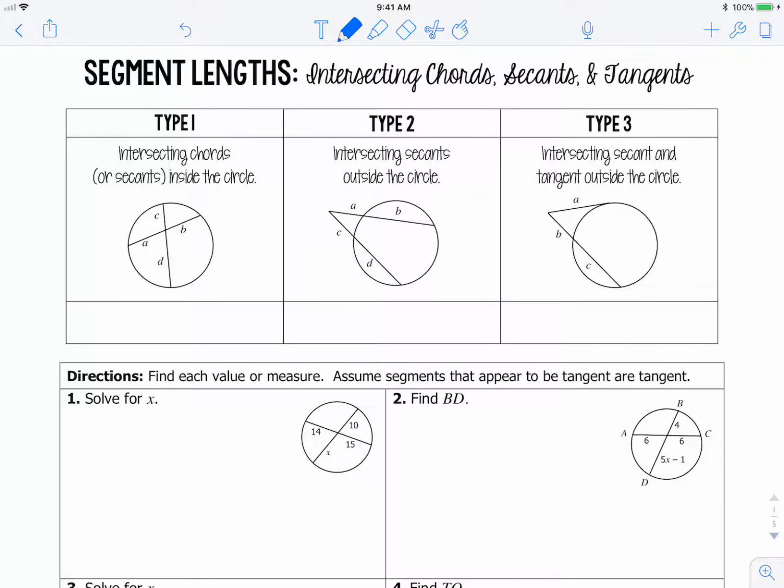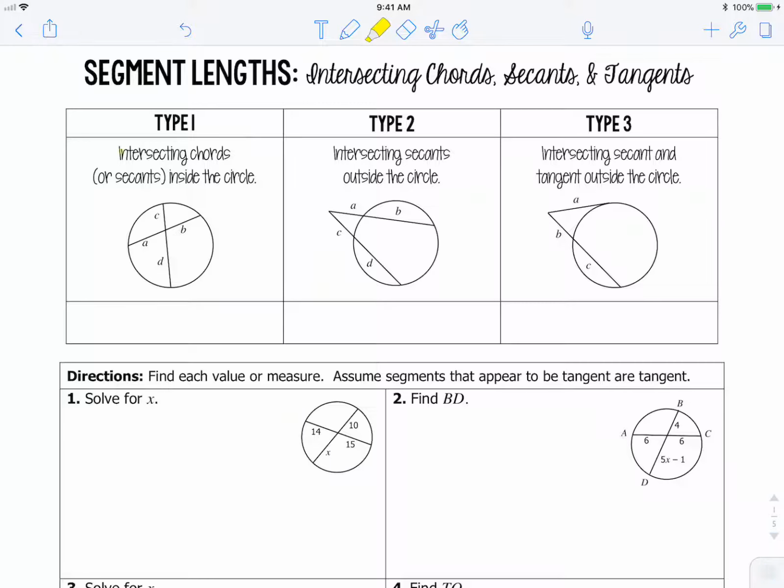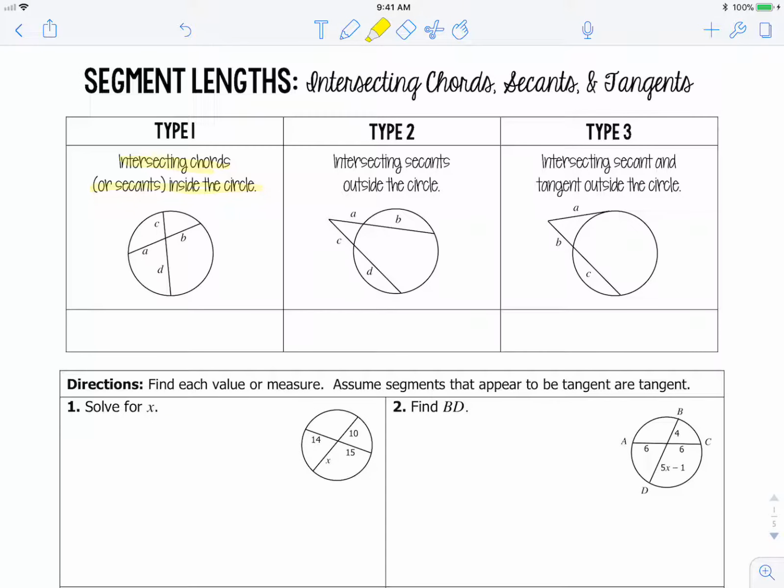Okay, today we're going to talk about segment lengths, intersecting chords, secants, and tangents. The first rule is intersecting chords or secants inside the circle. So if you notice, we've got a chord there. We've got a chord there made up of C and D.